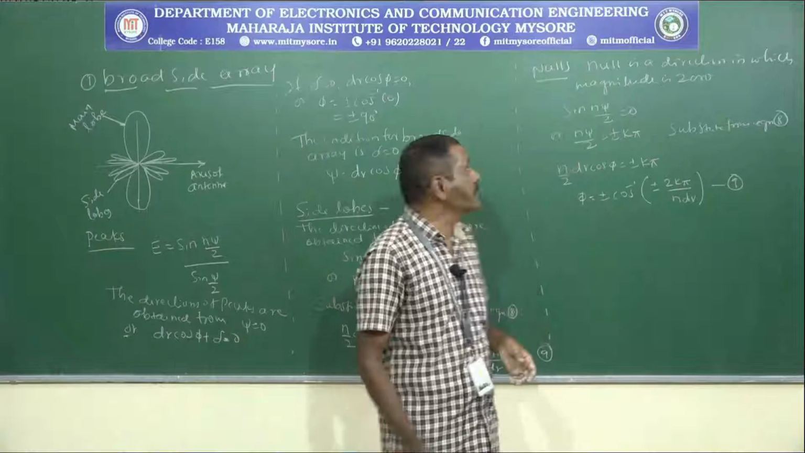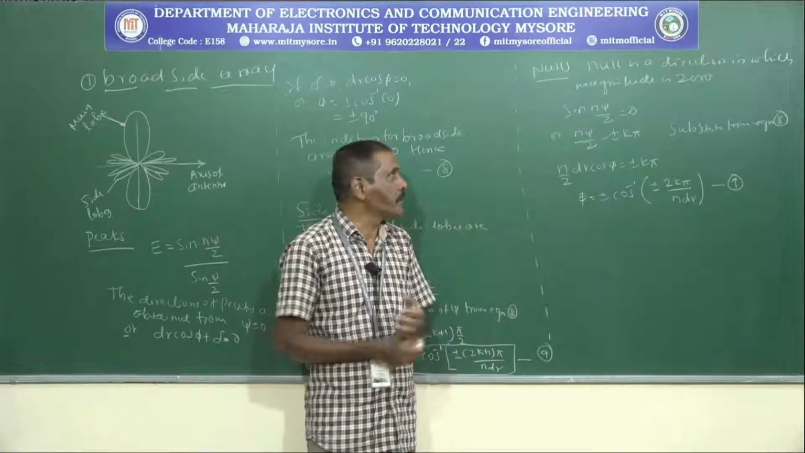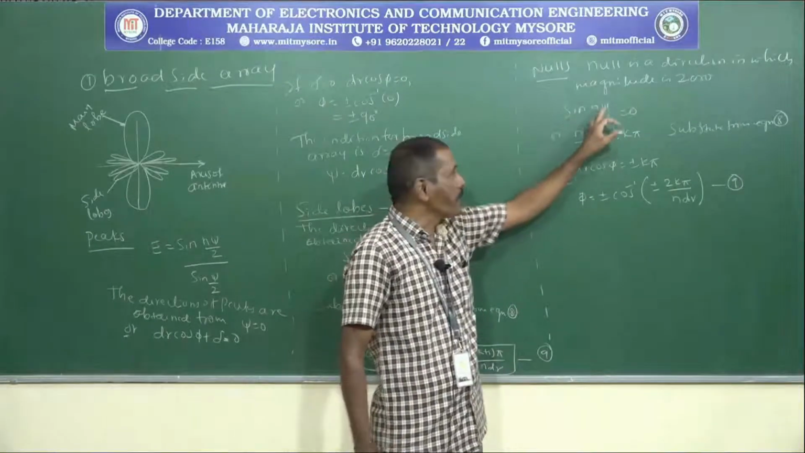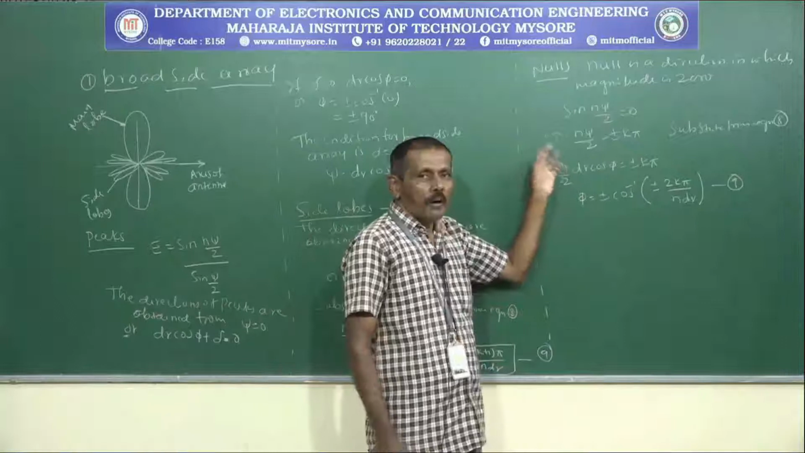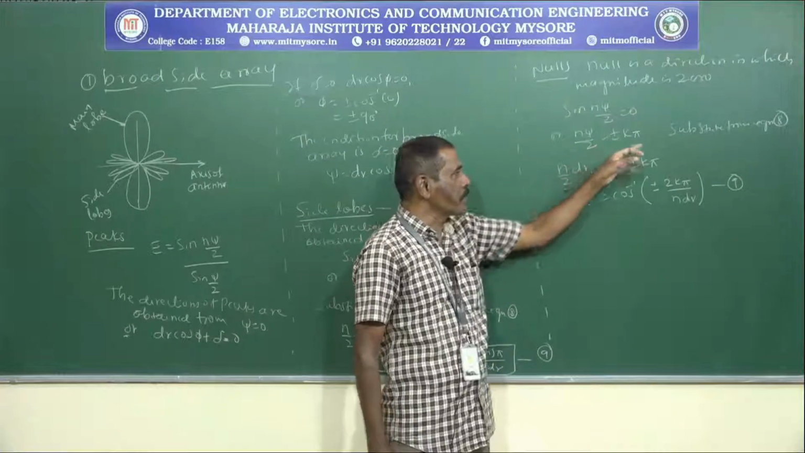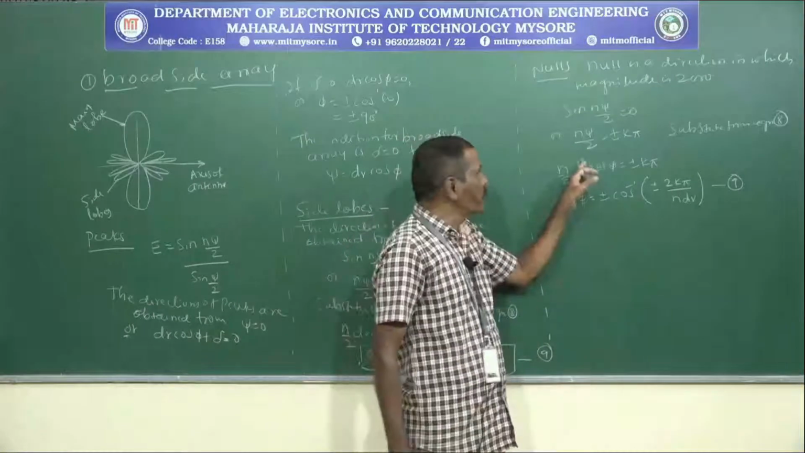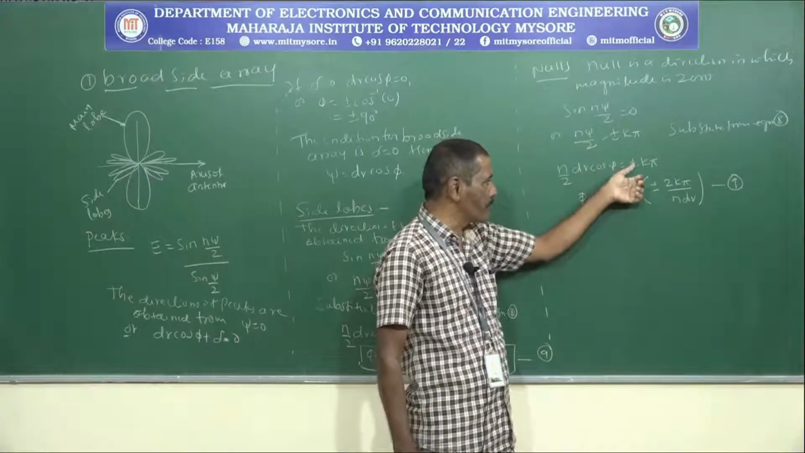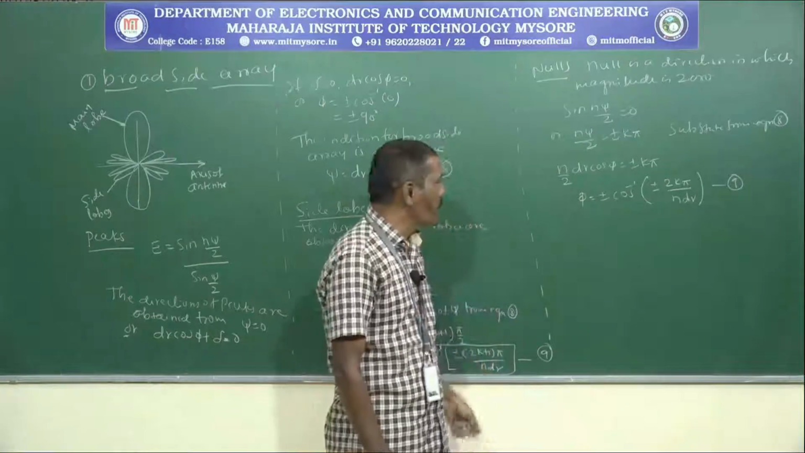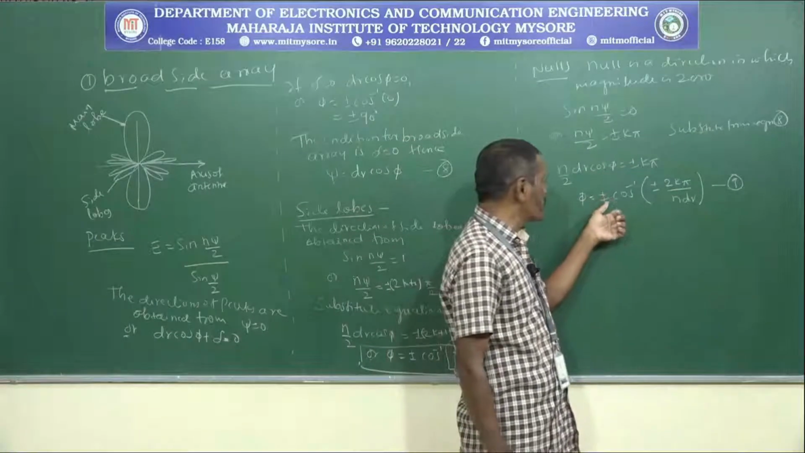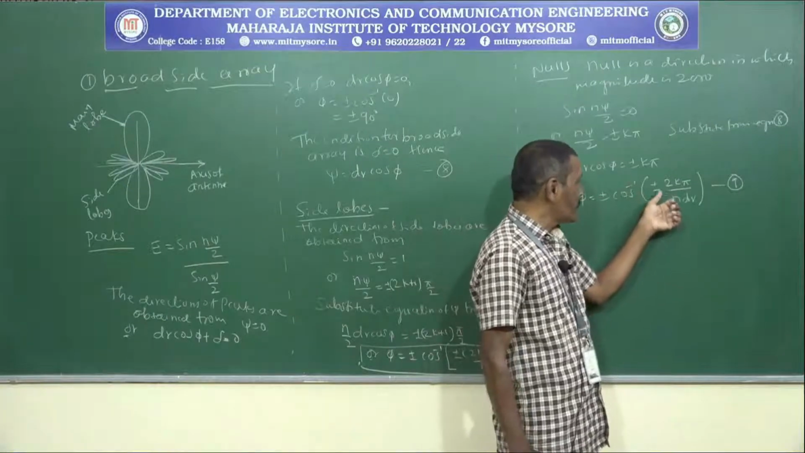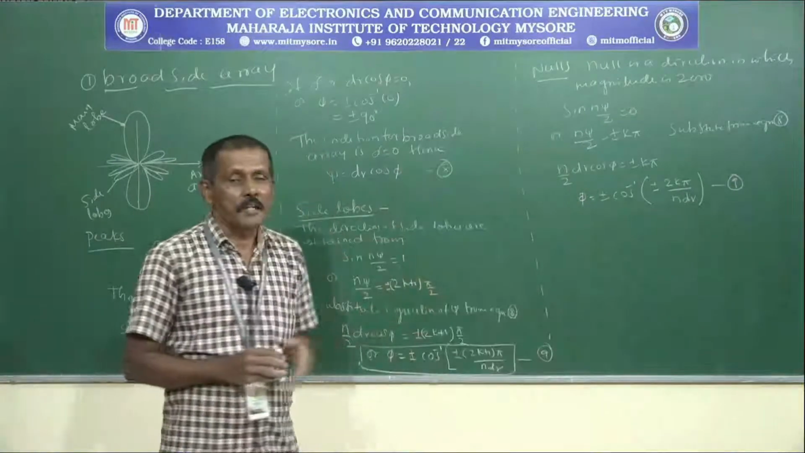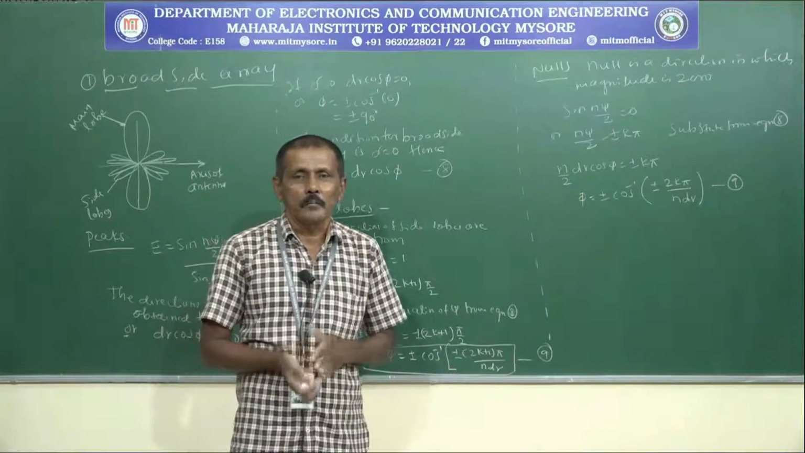Then nulls. A null is a direction in which the magnitude is 0, and this can be obtained from the equation sin of n psi by 2 equal to 0, or n psi by 2 equal to plus or minus k pi. Substitute the value of psi from equation number 8, then n by 2 dr cos phi equal to plus or minus k pi. Then from this equation phi is equal to plus or minus cos inverse of plus or minus 2k divided by n into dr. Once you obtain all these values, you can draw the radiation pattern.